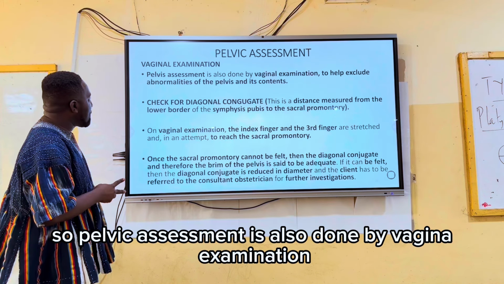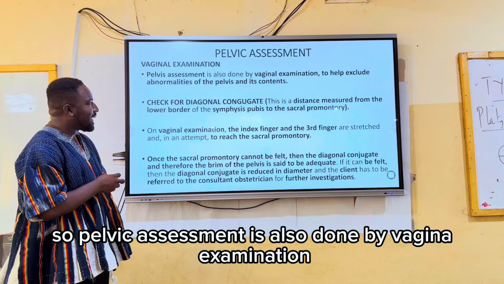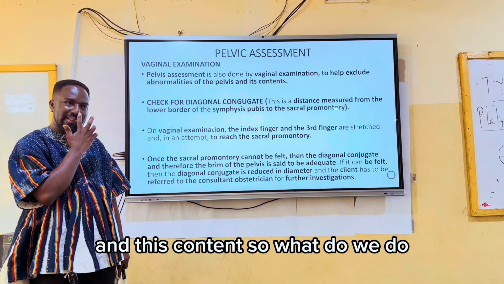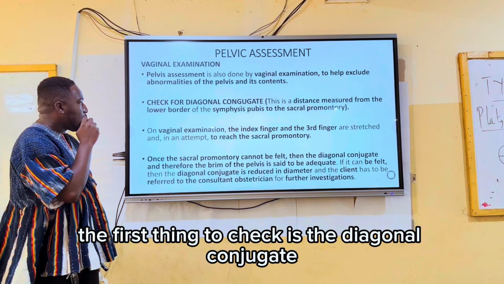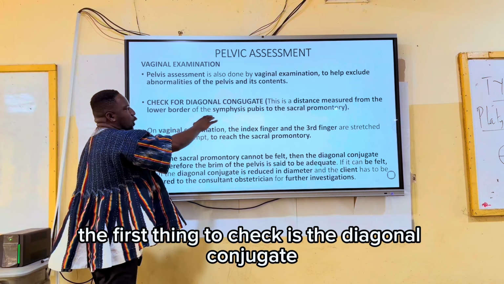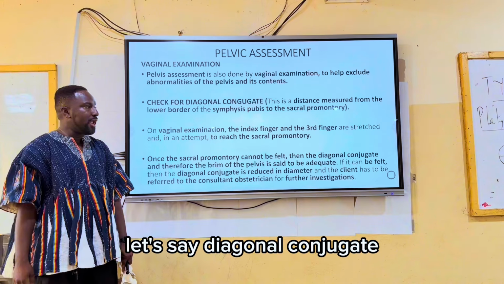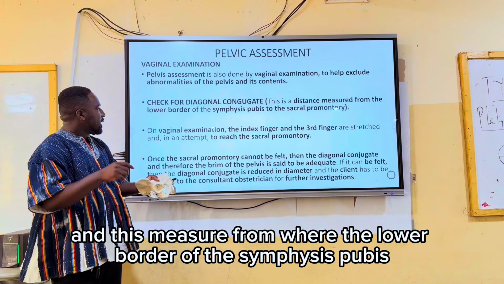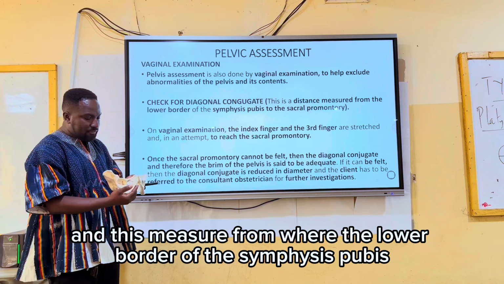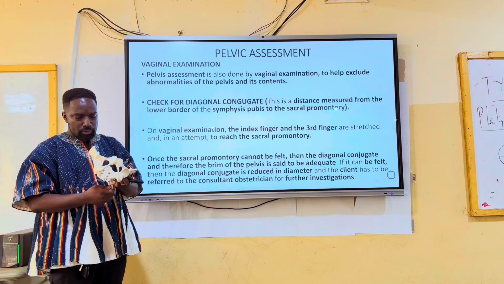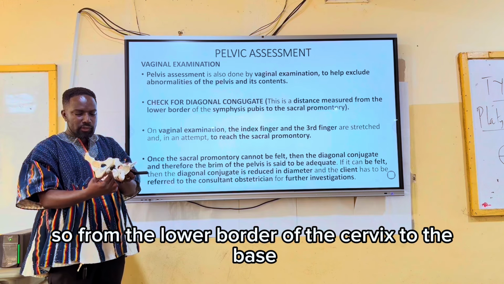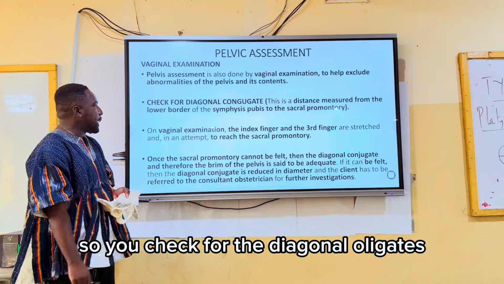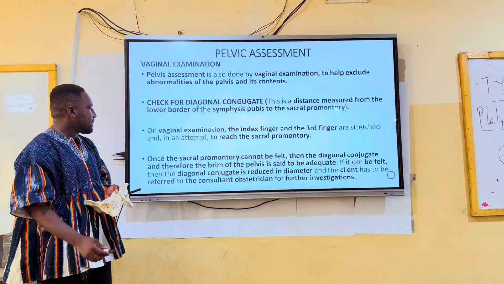So pelvic assessment is also done by vaginal examination to help exclude any abnormality of the pelvis and its content. So the first thing to check is the diagonal conjugate. Let's say diagonal conjugate. And this is measured from where? The lower border of the symphysis pubis. From here, all the way toward the sacral promontory. So you check for the diagonal conjugate.